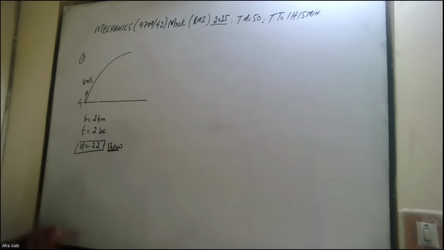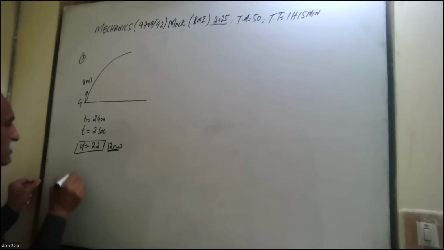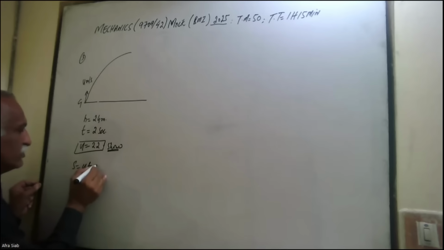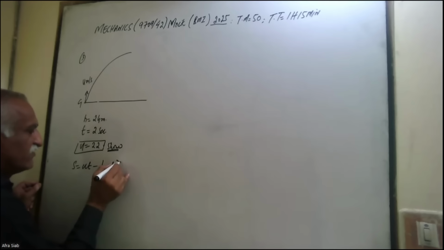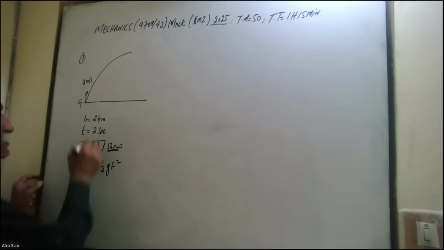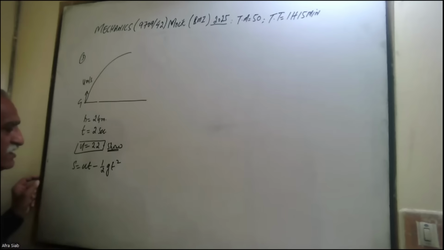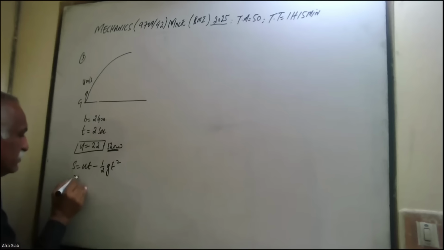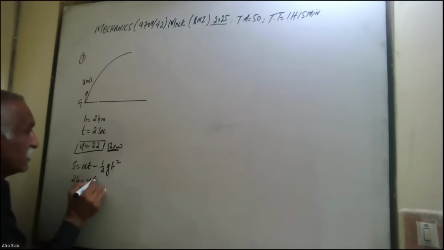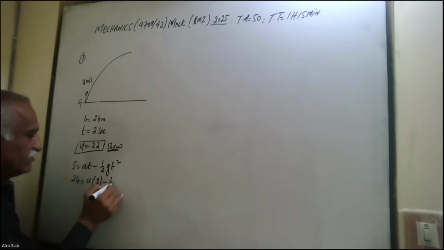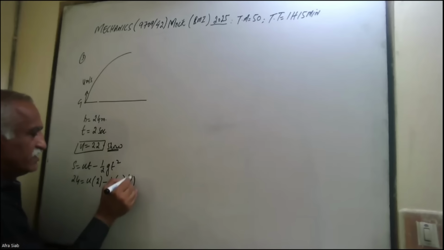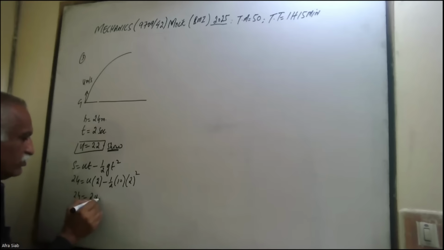We know that when the particle is moving upward, we can use this equation of motion: S is equal to ut minus half gt square. Because it is moving upward, we are using this minus sign. Now S, the height, is 24 meters, equal to u, which we don't know, times time 2 seconds, minus half g, which is 10, into t squared, which is 2 squared. So this becomes 24 is equal to 2u minus 4 over 2 into 10, which is 20.